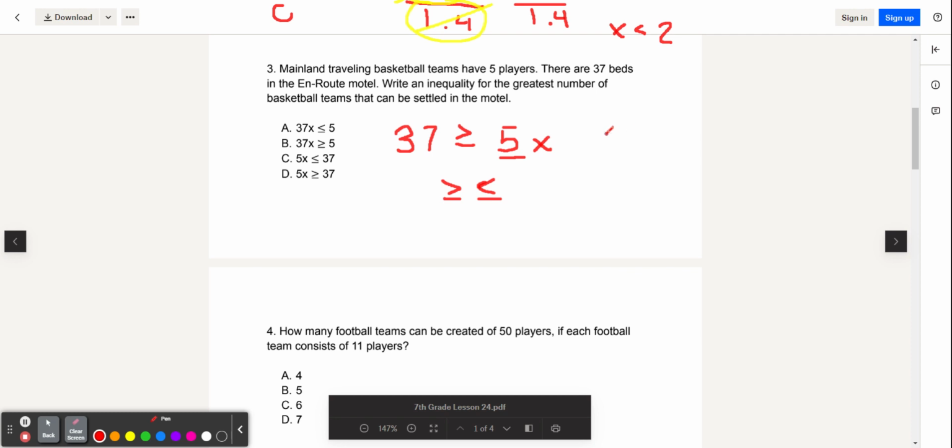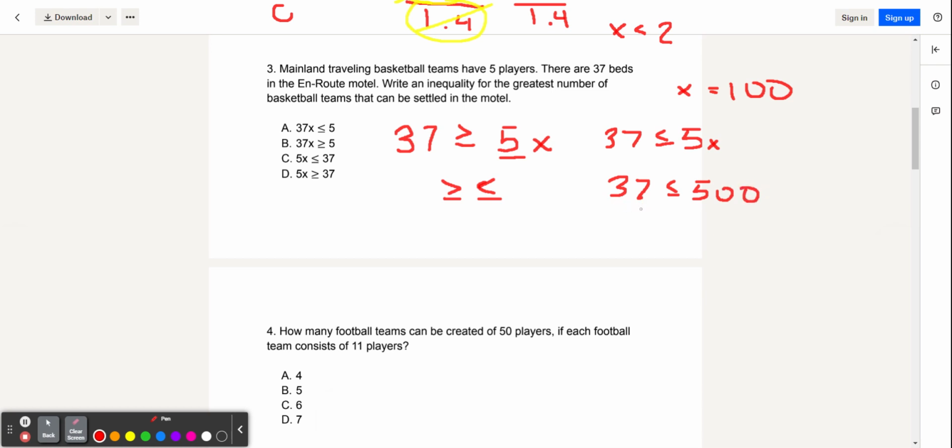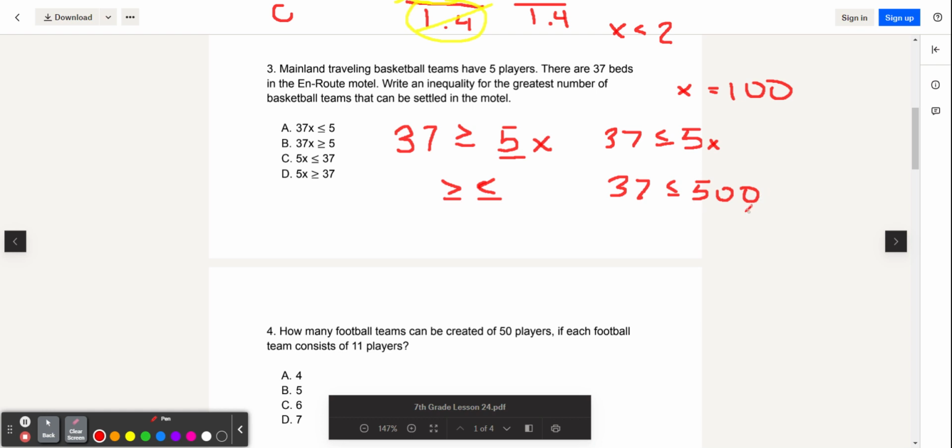If it was the other way around, then that means I could bring in 100 teams for x, and then this side becomes 500, which is the inequality. 500 is greater than or equal to 37, but that doesn't make any sense. Sure, I have 500 players, but only 37 beds. This isn't right. It should not be right.